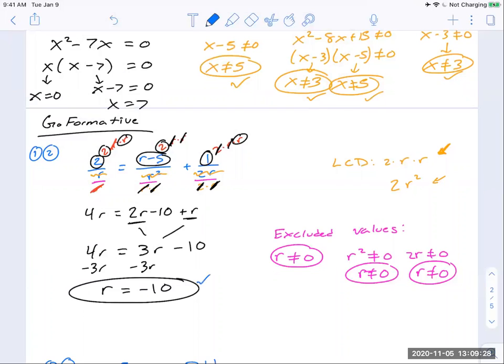So my answer for number 1 is -10, for number 2 is 0. Number 1 is saying solve it. Number 2 is saying what are your excluded values? Questions? Does that one seem more doable? Hopefully, yes.